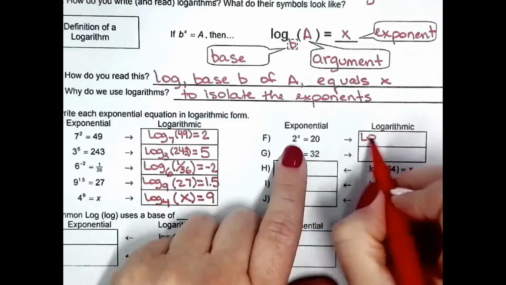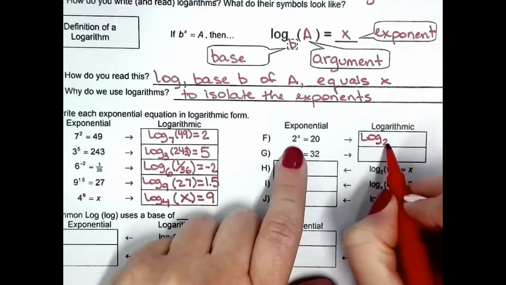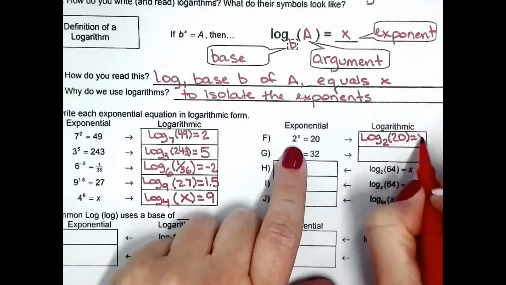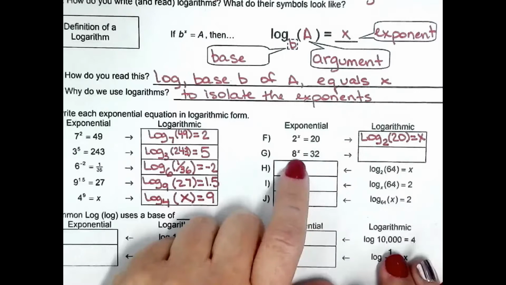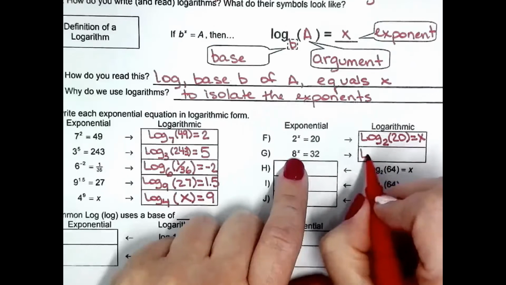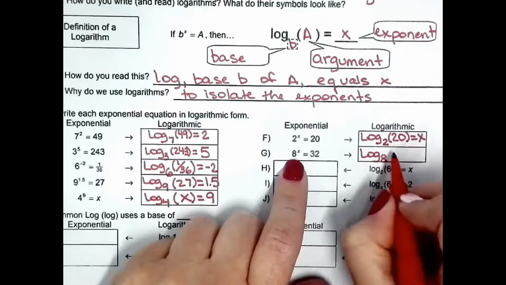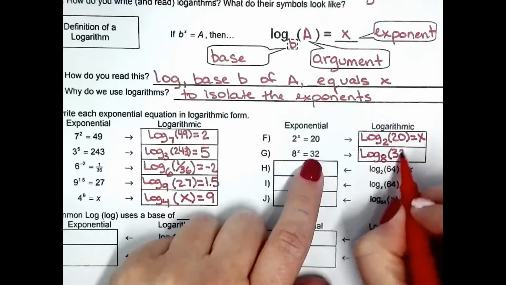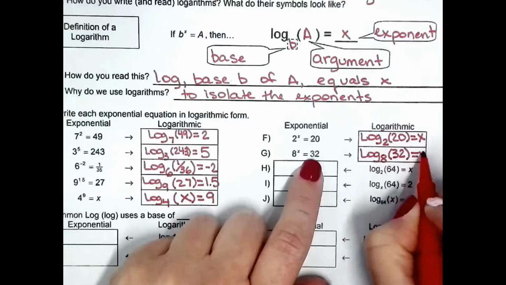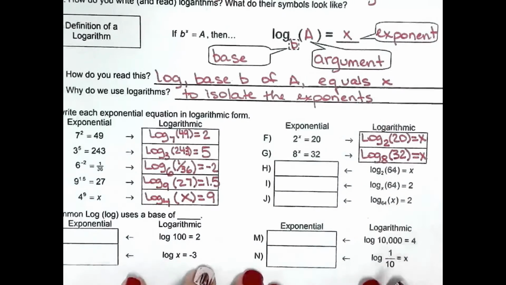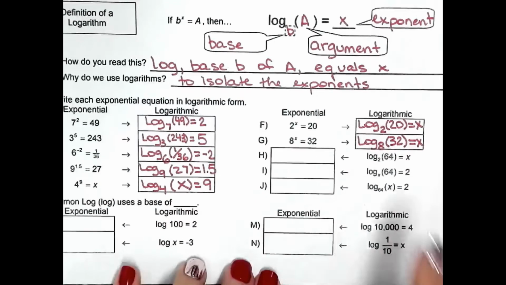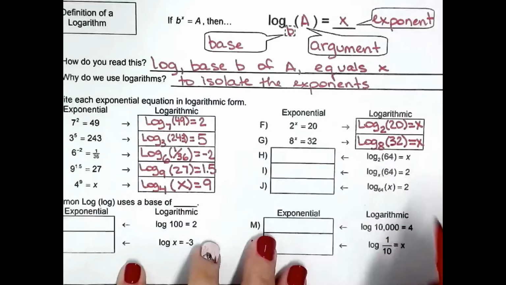Log base 2 of 20 equals x. Log base 8 of 32 equals x. Notice we have a lot of examples on this one. And now we're going to go backwards.